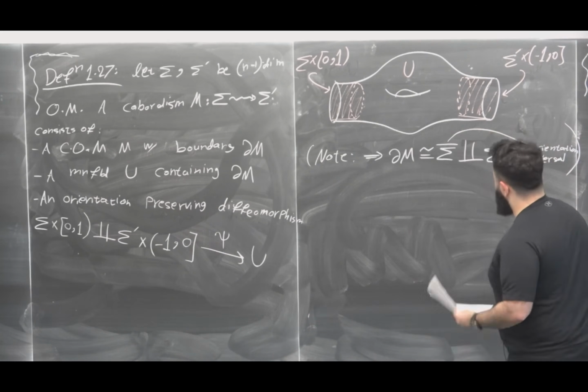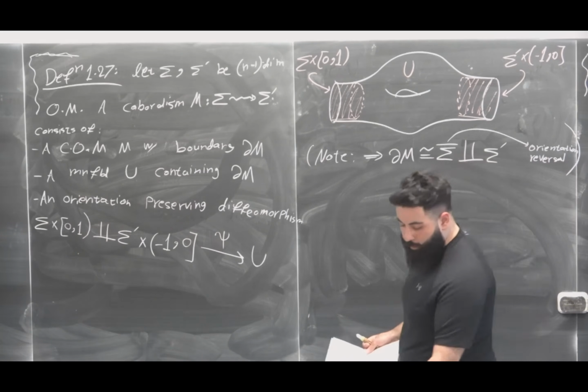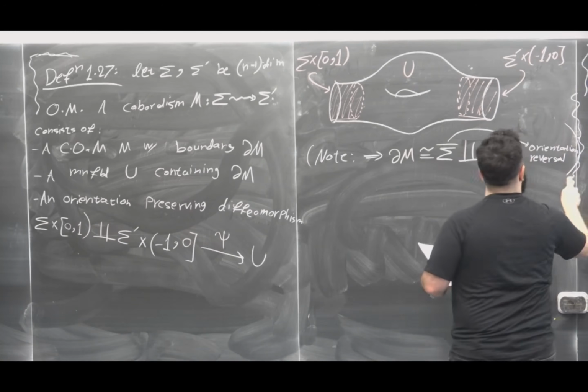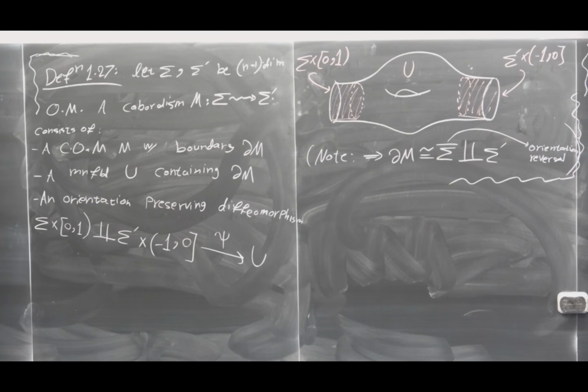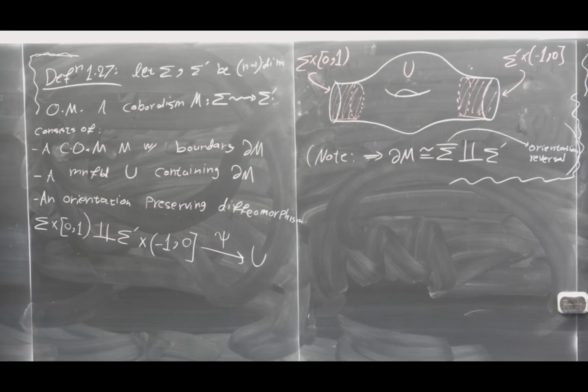Okay. So, end of definition. A cobordism is going to be a map from our first closed manifold sigma to our second closed manifold sigma prime, and it has a compact oriented manifold M with boundary, and U contains the boundary of M as you see in that picture there, and there's an orientation preserving diffeomorphism psi.